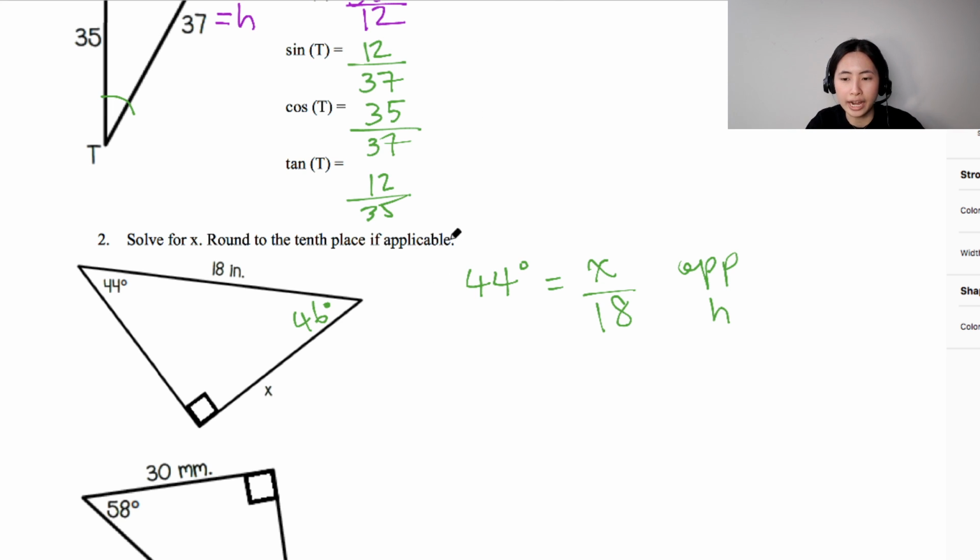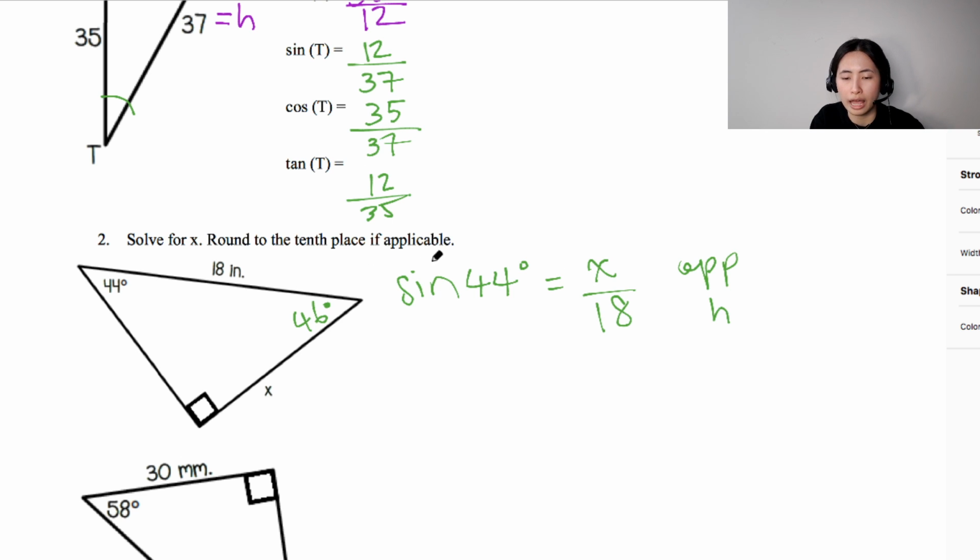So that's why I know that I'm using sine 44 degrees, because I'm looking at the opposite side, which is x, and my hypotenuse is 18, right? Otherwise, if I'm using adjacent over hypotenuse, then I'm using cosine. So we have this, right? How do we solve for x? All we have to do is cross multiply 18 to sine 44 degrees.